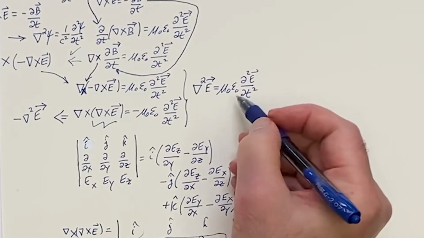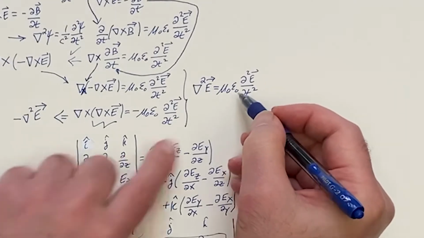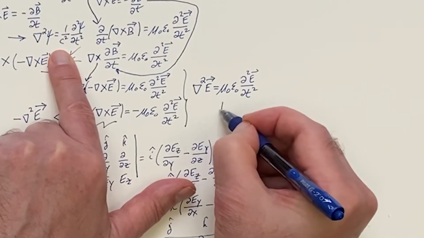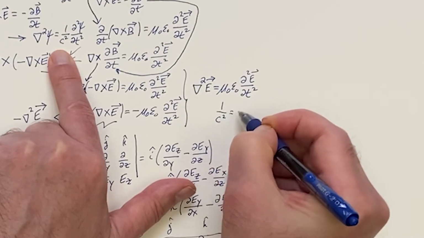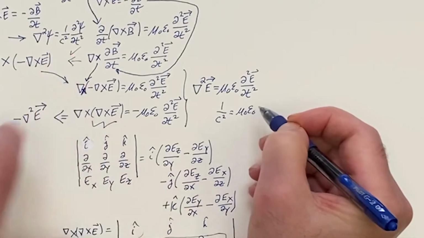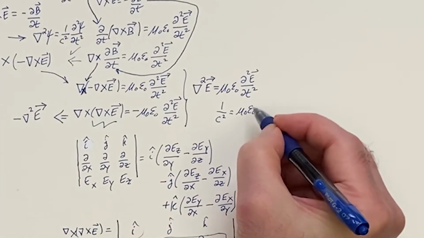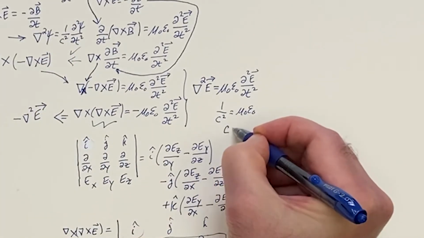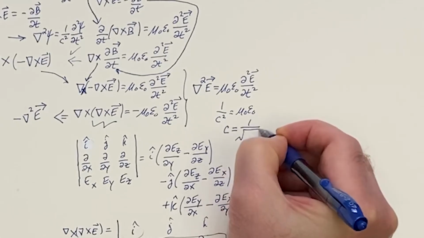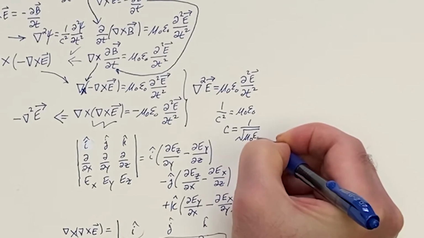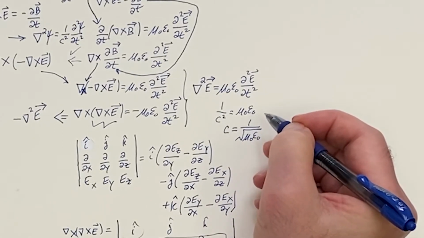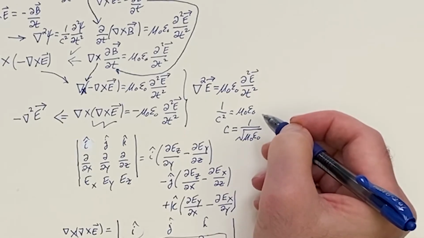And this is the wave equation up here, where the 1 over c squared has to be the mu naught epsilon naught, like this. That's the velocity. So in other words, the velocity of these waves is going to be 1 over the square root of mu naught epsilon naught.